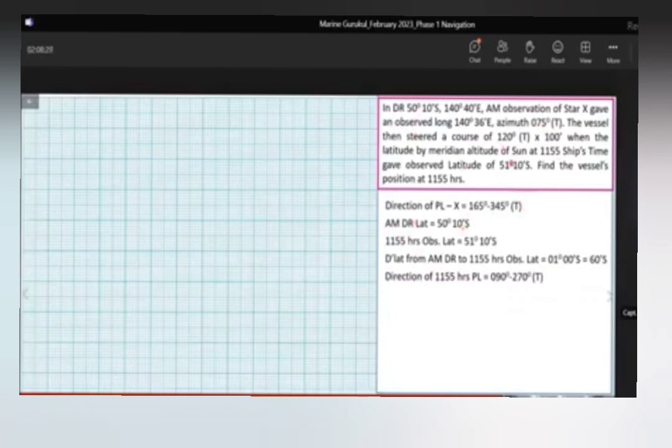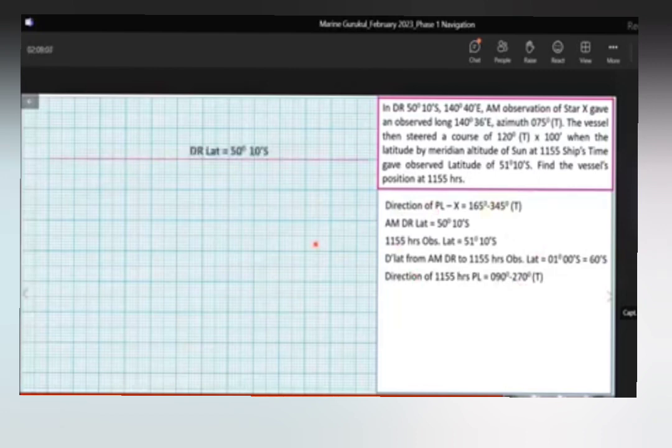At 11:55, if you see the question, it has been solved by latitude by meridian altitude. So the observed lat is 51 degrees 10 minutes south, and we know that the direction of the PL in this case shall be east-west. So now we have D lat from DR lat to 11:55 observed lat, and the D lat is 60 minutes south. Direction of 11:55 PL, I've already said it's latitude by meridian altitude, so it's east-west. Now with this inference drawn out of the question, let's get going with the part plotting first.